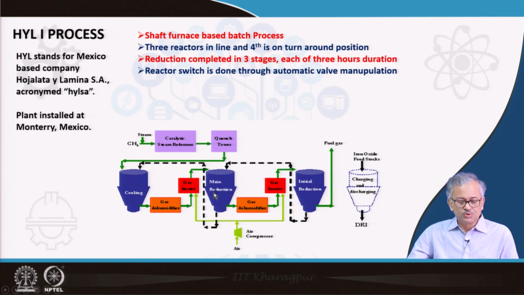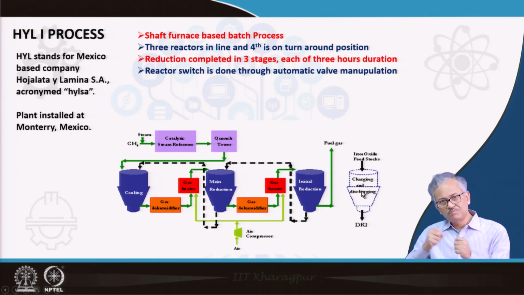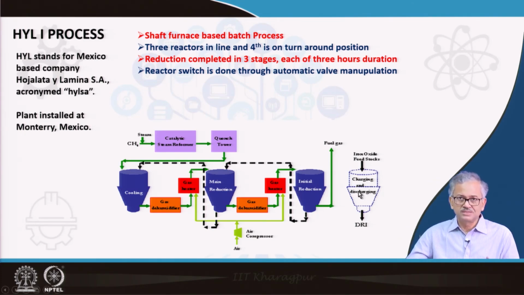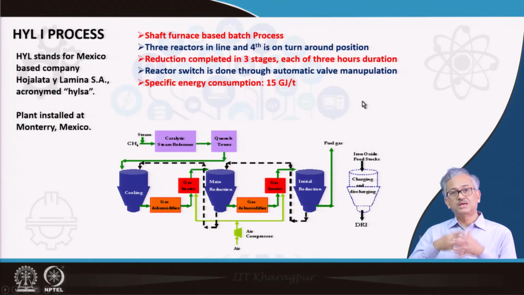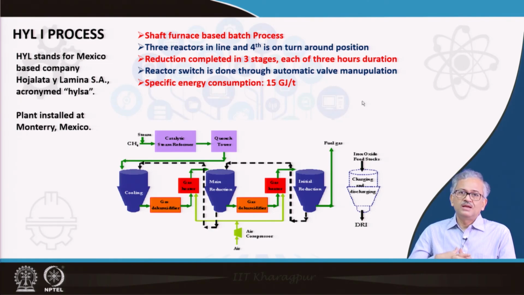So you can see the status of the reactors changes. This becomes the charging, discharging reactor, this becomes the main reactor, this becomes the cooling reactor, and this becomes the initial preheating and pre-reduction reactor. So only the valve manipulation is done, and the reactors stay in their position. It is now under discharging, and then it will be charged. So this is the way the switch works.